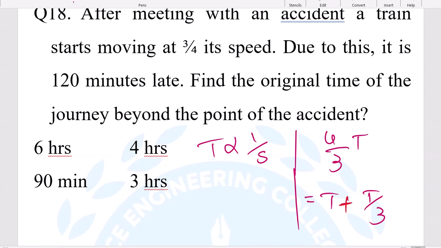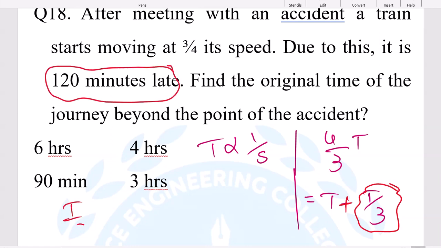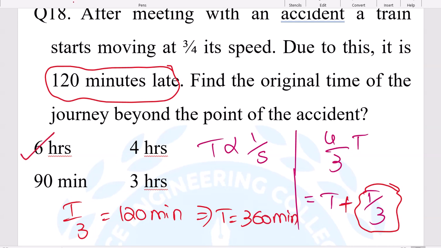So what this plus means is late. T is the original time, plus means late. How much late here? In the question, how much late? So T by 3 equals 120 minutes. Original time taken is 360 minutes divided by 60, 6 hours. Original time taken is 6 hours. Due to the accident, now you have taken 8 hours, 120 minutes extra. Or else 120 minutes directly you can write as 2 hours.